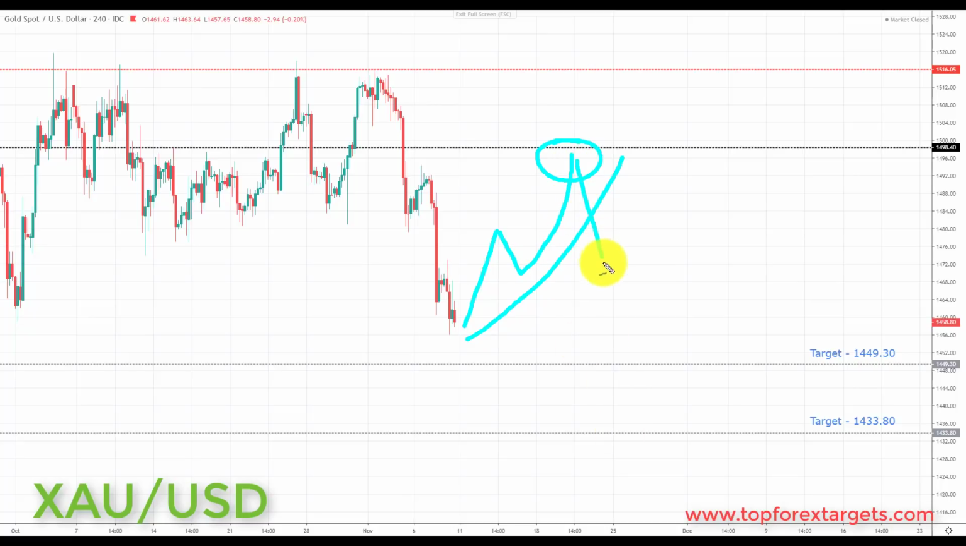And we're going to be looking at initiating shorts down towards the next key of support to the downside and the target set at the 1449.30. And if we can get a break through here, we're going to be looking down towards the next key of support to the downside and target 2 at the 1433.80.